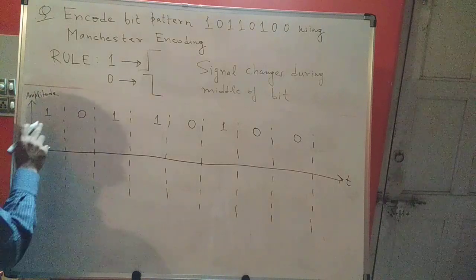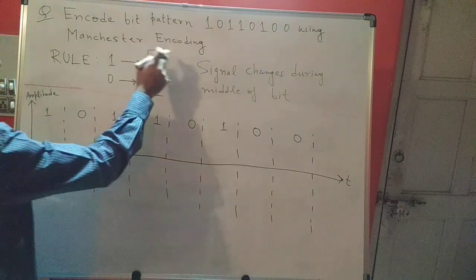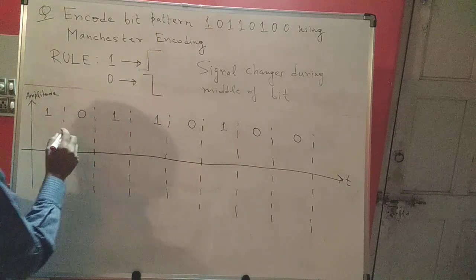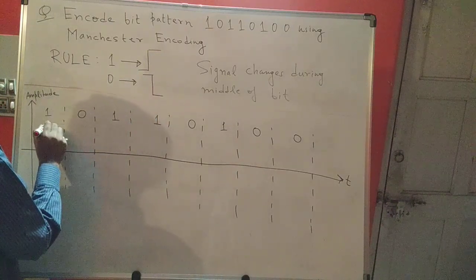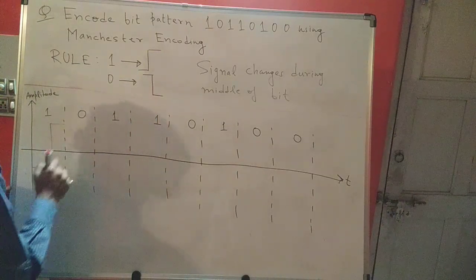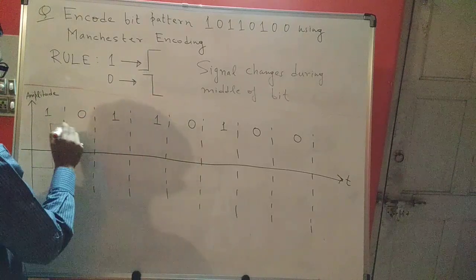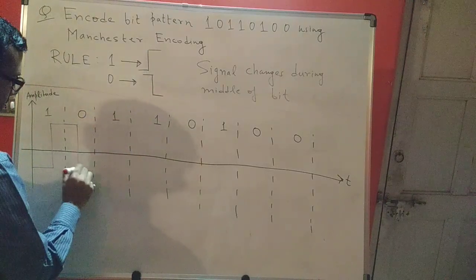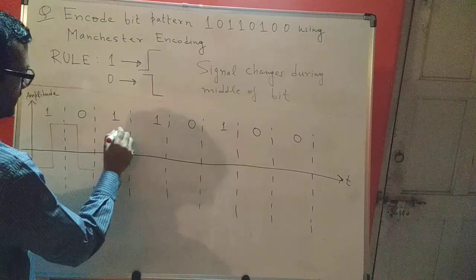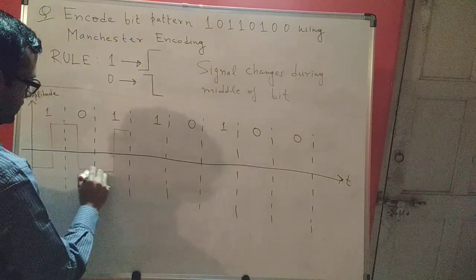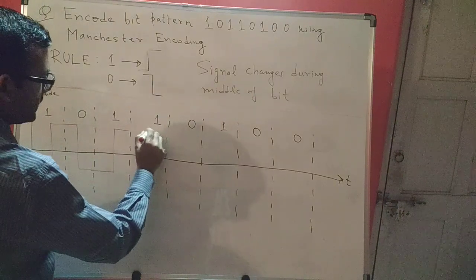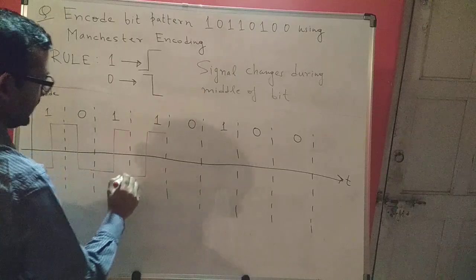Now, when I find a 1, what I do is I represent it using a reverse Z. So reverse Z looks something like this. So this is a reverse Z. 0 is represented using a Z. So I represent it using a Z. 1 represents a reverse Z. So this is a reverse Z. 1 represents a reverse Z. So this is a reverse Z.